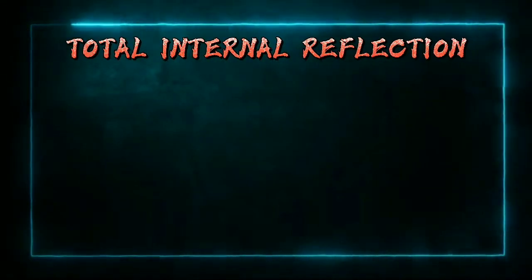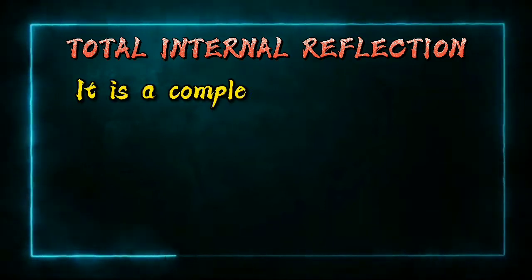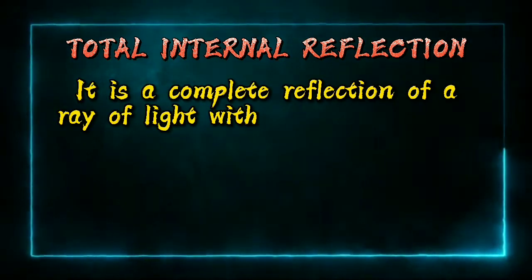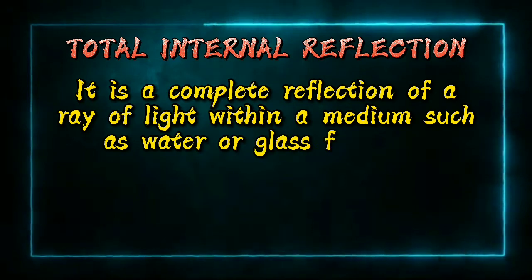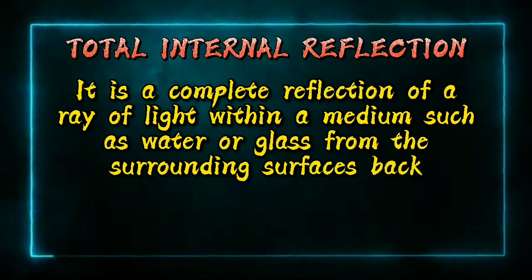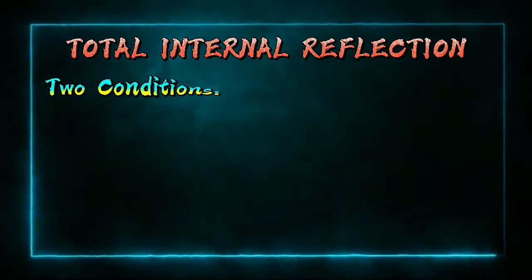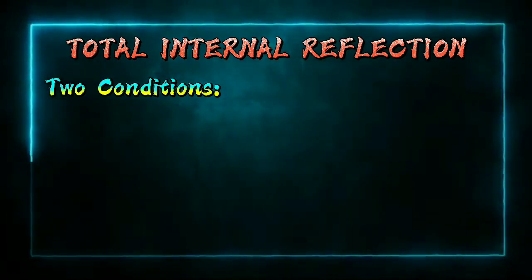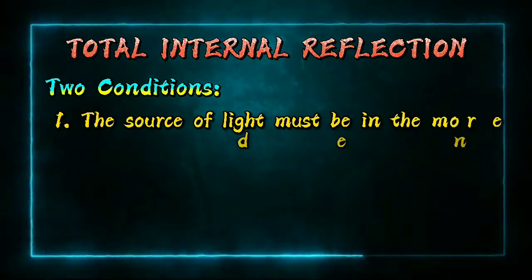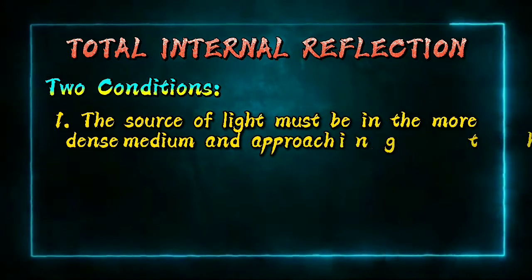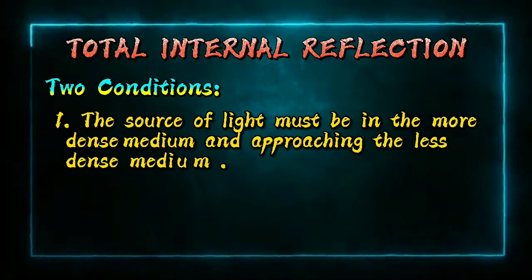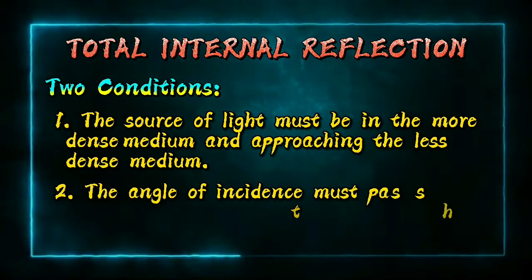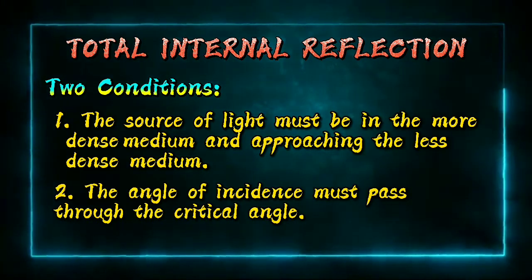So now, what is total internal reflection and how does it occur? Total internal reflection, in physics, is a complete reflection of a ray of light within a medium such as water or glass from the surrounding surfaces back into the medium. There are two conditions that must be met for total internal reflection to occur. First, the source of light must be in the more dense medium and approaching the less dense medium. Second, the angle of incidence must pass through the critical angle.